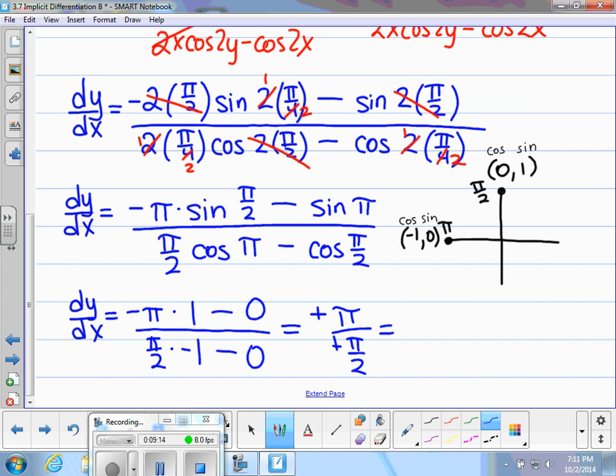Okay, so anyway, dividing fractions is multiplying the top by the reciprocal of the bottom. So pi over 2 becomes 2 over pi. And then the pi's, they do something magical called canceling out, and my answer is 2. A lot of work, but there is a slope.